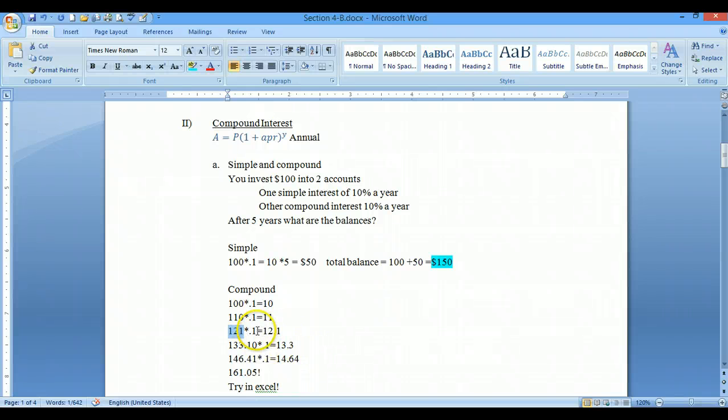10% of this is 12.1. Add that back in, 12.1 plus 121 gives me a new balance of $133.10. Okay, 10% of that, move your decimal over, and I get 13.3. 13.3 plus $133.10 gives me $146.41. Okay, so we have year 1, 2, 3, here's year 4, so I have one more year to go.